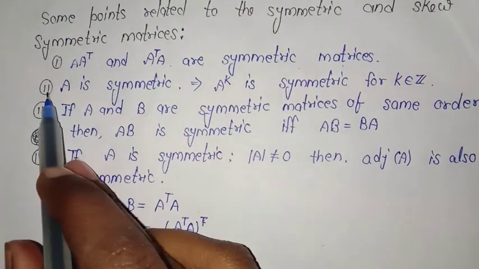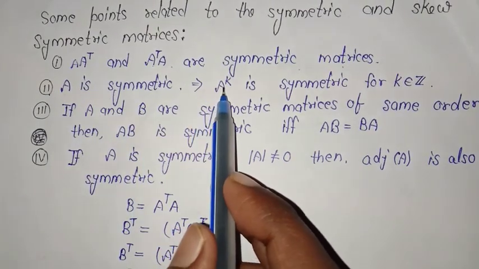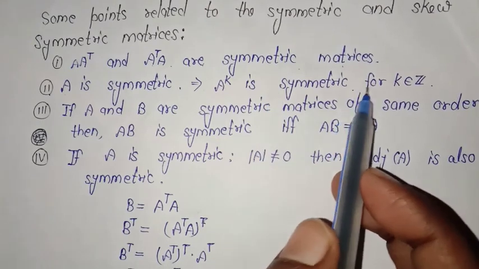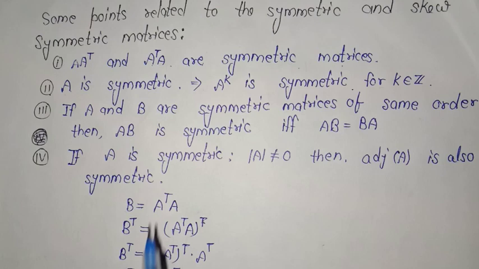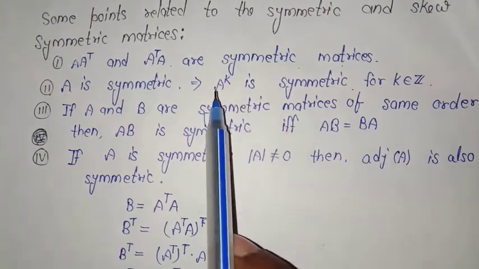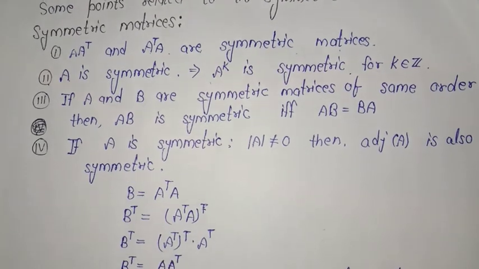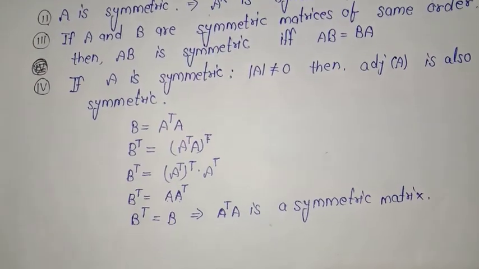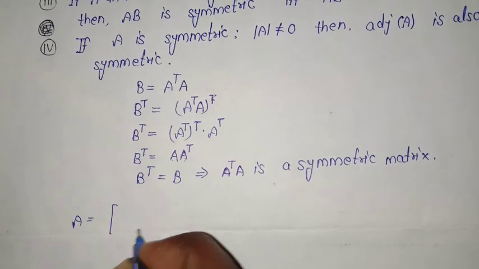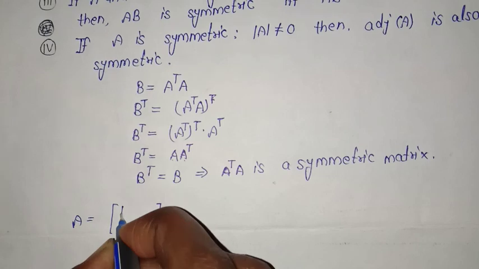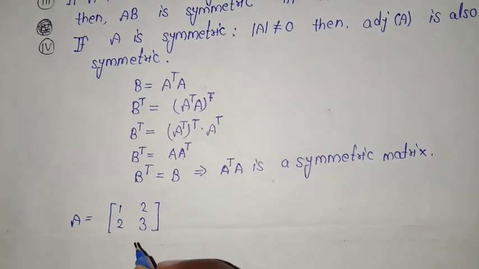Now, the second point says that if A is symmetric, this implies every integral power of A is symmetric, A to the power K for K belongs to Z. That is, if you have a matrix which is symmetric, then an integral power of that matrix will always be symmetric. So let's have one example. I am proving it by taking a counterexample. I have a matrix A, a 2 cross 2 matrix. I am taking 1, 3, 2, 2. This matrix is a symmetric matrix.